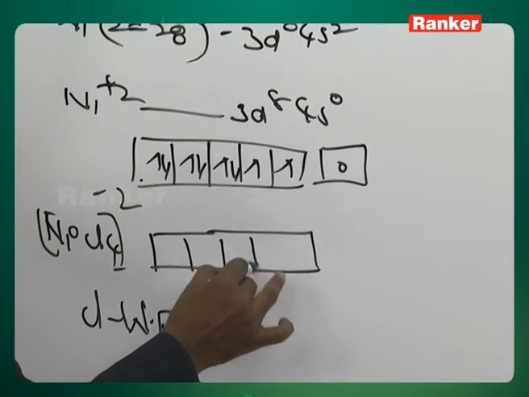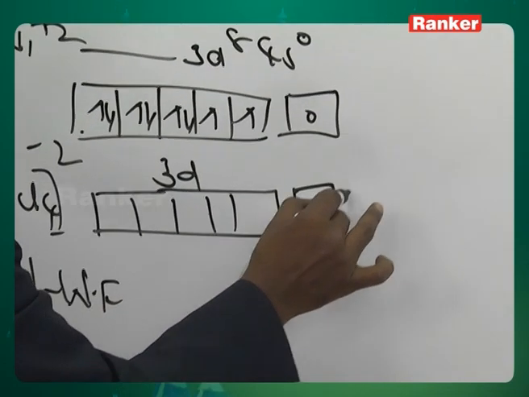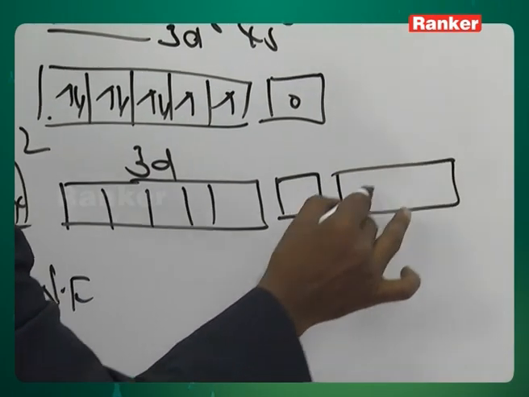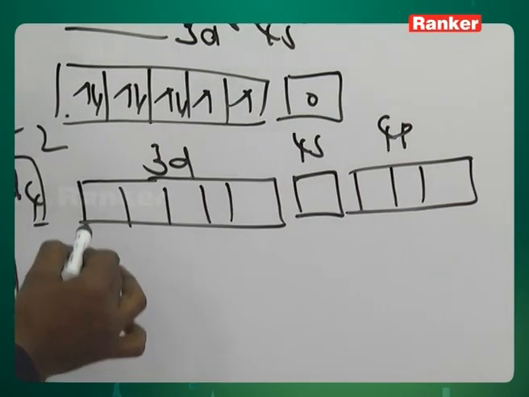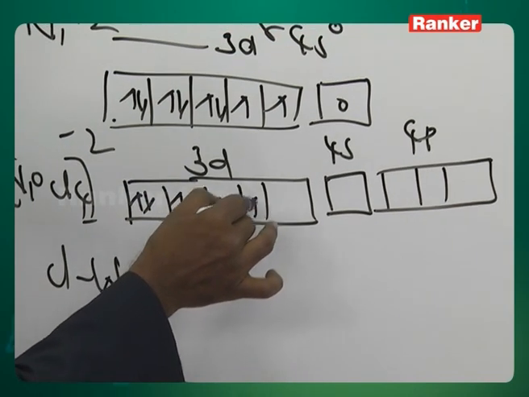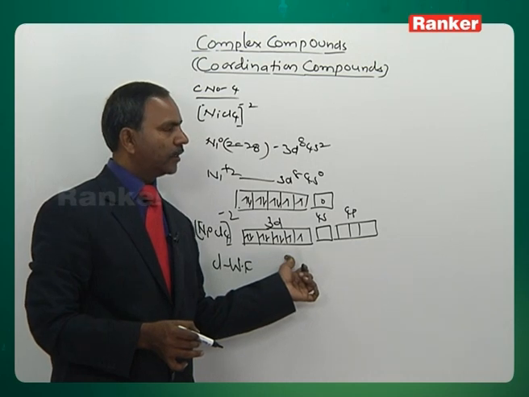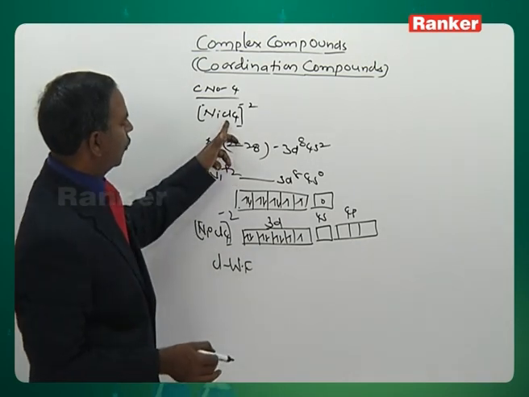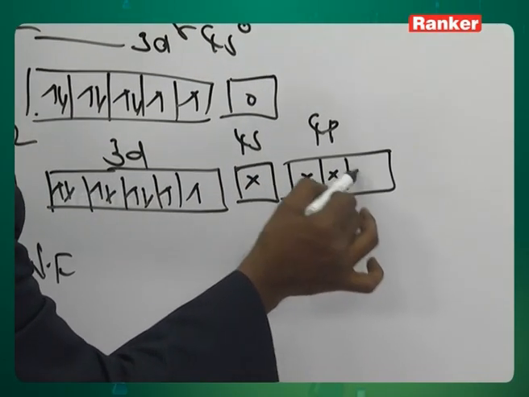3d, 4s, 4p. You take 3d, 4s and 4p: 1 2 3 4 5 6 7 8 electrons. These electrons are not disturbed, same as I have written, but the coordination number is 4. Therefore, you take 4 orbitals: 1 2 3 4.